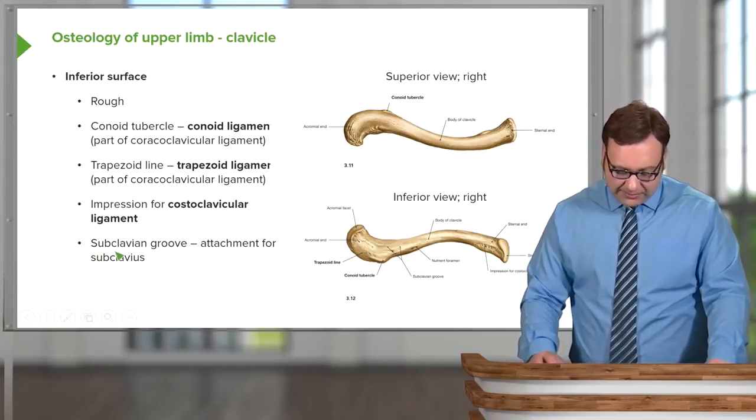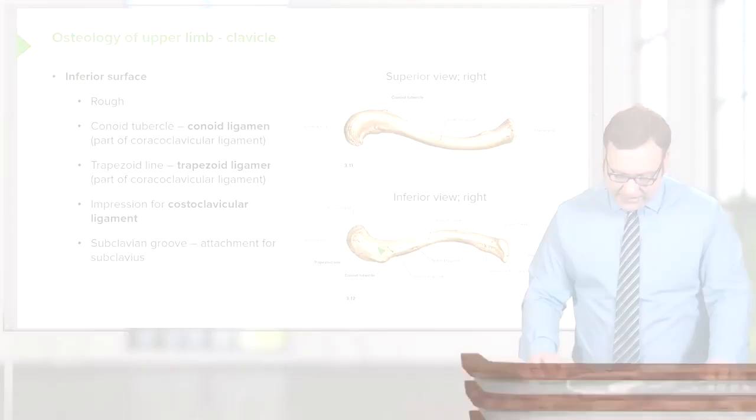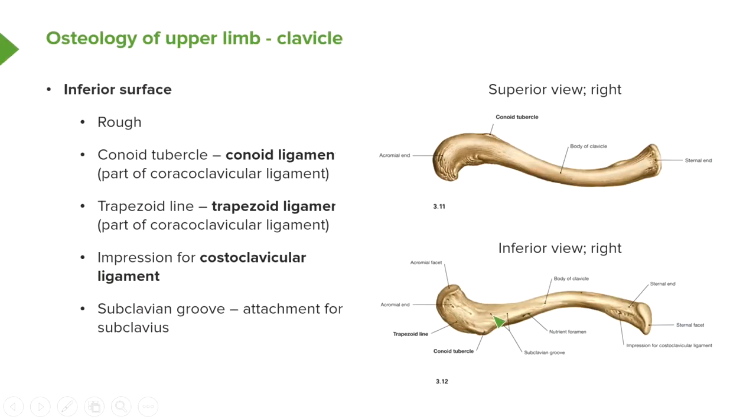We also have a subclavian groove, and we can see a subclavian groove here, and this is important for attachment of subclavius muscle, a small muscle that runs on the underside of the clavicle, and we'll cover that when we look at the musculature. Another feature on this inferior view of the clavicle is this nutrient foramen, and that is where the nutrient artery passes into the clavicle to give it its blood supply.